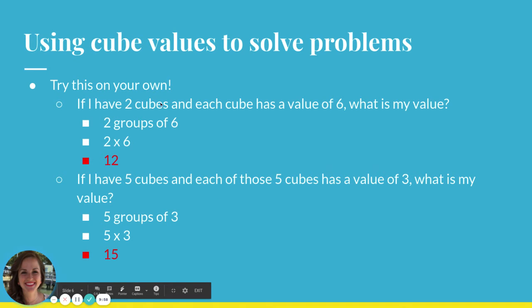Okay, so if I have 2 cubes and each cube has a value of 6, what's my value? So I have 2 groups of 6, okay? So my 2 cubes, they both represent 6 and 6. So if I have 2 groups of 6, 12, okay? And the next one, if I have 5 cubes, and each of those 5 cubes has a value of 3. So we have 3, 3, 3, 3, 3. I have 5 groups of 3. So 5 times 3 is 15.